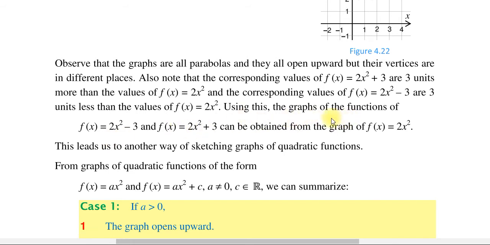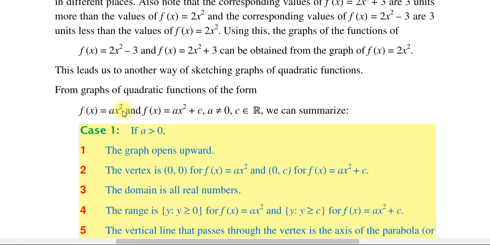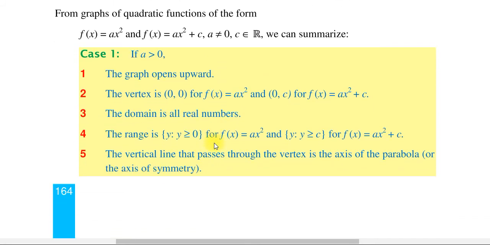Okay, so f of x equal to ax square and f of x equal to ax square plus c, where a is different from 0 and c is an element of R.